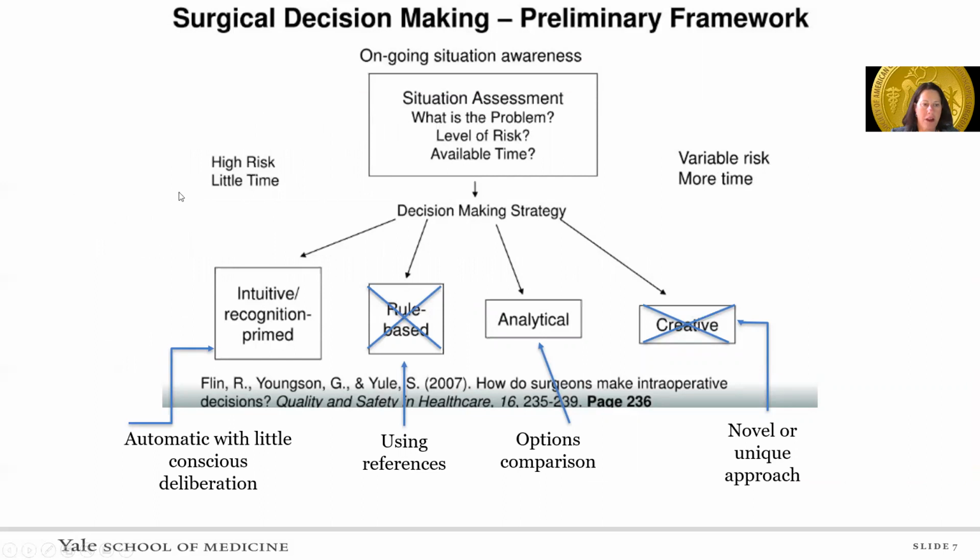In patients who have high risk problems and you have little time for decision making, an intuitive or recognition primed approach to decision making is important. This is an automatic reaction to the patient's disease processes with little conscious deliberation. However, I submit to you that when you are managing the patient with stage 3, stage 4 diverticulitis and septic shock, oftentimes there is enough time to consider an analytical approach or an options-based comparison. And we're going to walk through some of those option-based comparisons.